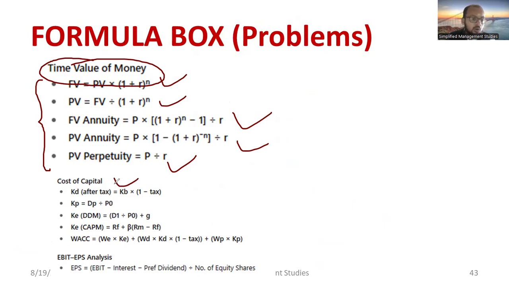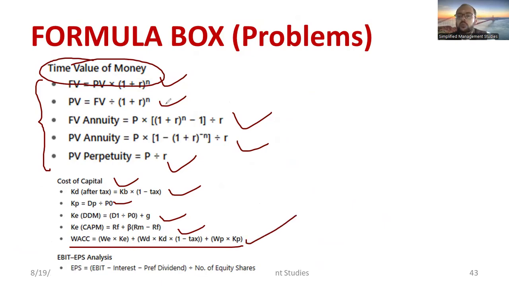Next is the cost of capital. KD after tax is equal to KB into (1 minus tax). What is KP? KP is nothing but DP by P0. Then KE by DDM, that is D1 by P0 plus g. KE by CAPM is RF plus beta (RM minus RF). Then WACC, that's also very important: WE multiplied by KE plus WD into KD into (1 minus tax) plus WP into KP. I request everybody to remember this formula.